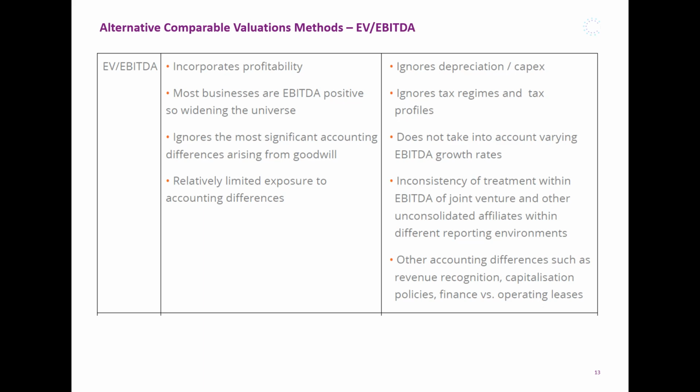It does not take into account varying EBITDA growth rates. Well, yeah, that's why we do the comps analysis and add in those extra data points so we can compare those as well. Inconsistency of treatment within EBITDA of joint ventures and other unconsolidated affiliates within different reporting environments. We'll touch on this in our technical accounting section in the course later on. And other accounting differences such as revenue recognition, capitalization policies, finance versus operating leases. So yeah, I did mention that, we do need to be wary of what the accounting impacts on EBITDA are.